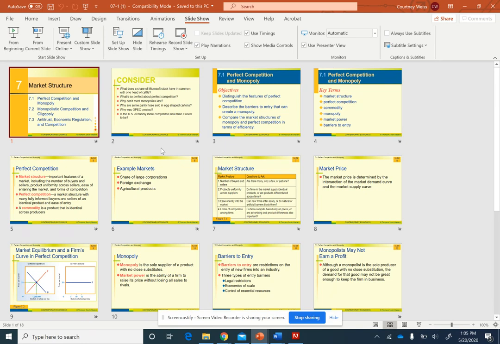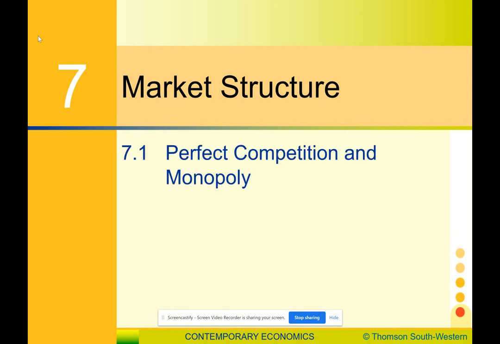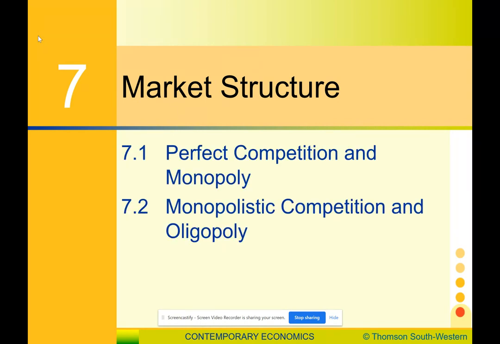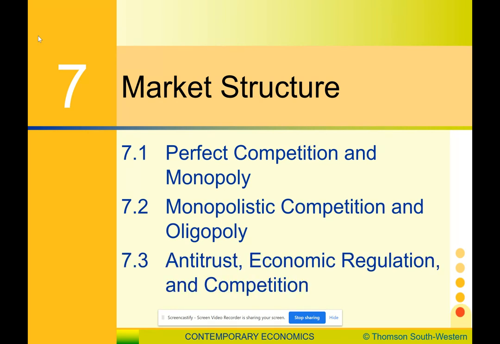I'm going to move forward and we are going to skip ahead a little bit and tackle Chapter 7. Chapter 7 deals with market structure. We are going to be looking at perfect competition and monopoly, monopolistic competition, and oligopoly. We're also going to be looking at antitrust, economic regulation, and competition.